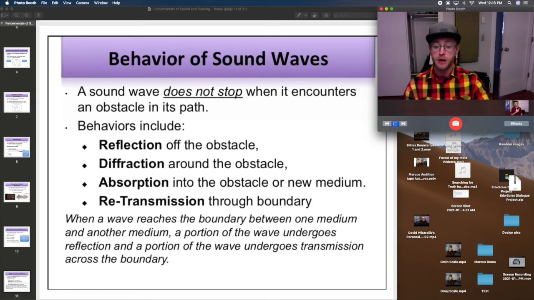Retransmission is the fourth kind here, and that's when sounds basically go into an object and vibrate that material and then exit that material. I can maybe do that with a piece of paper.